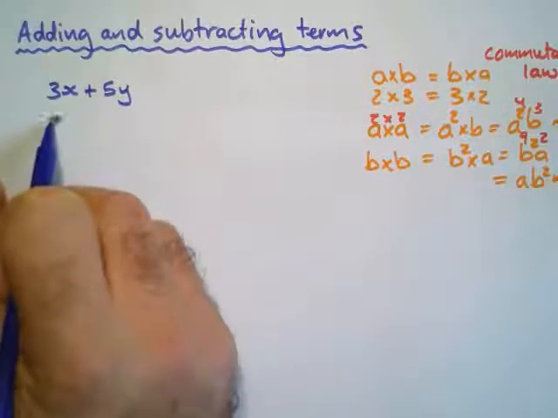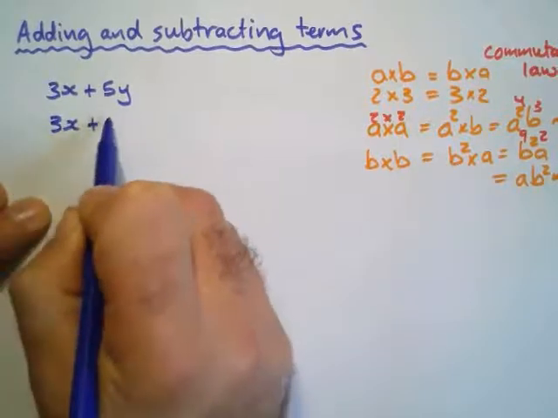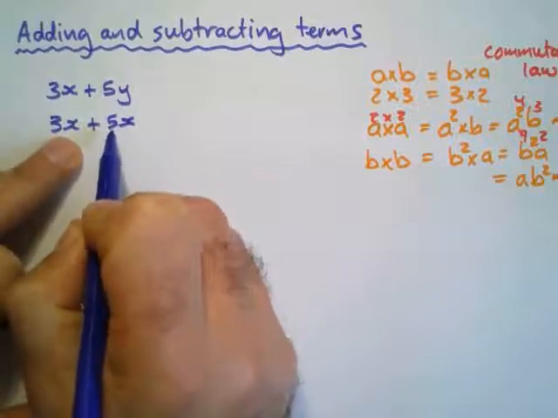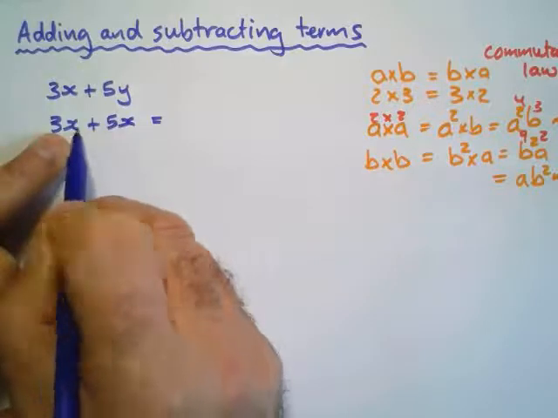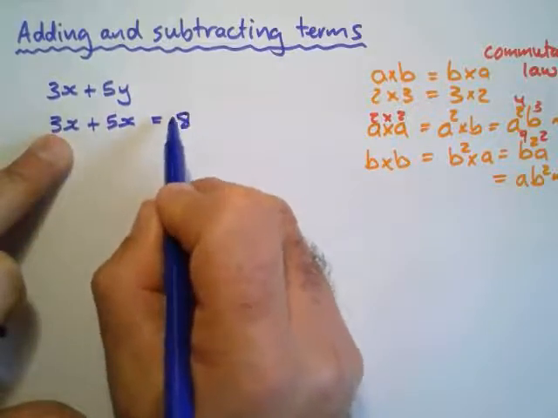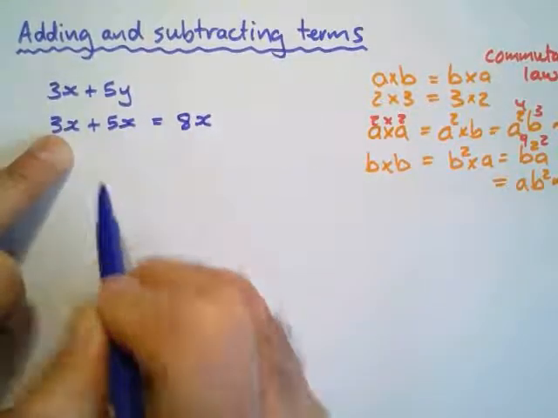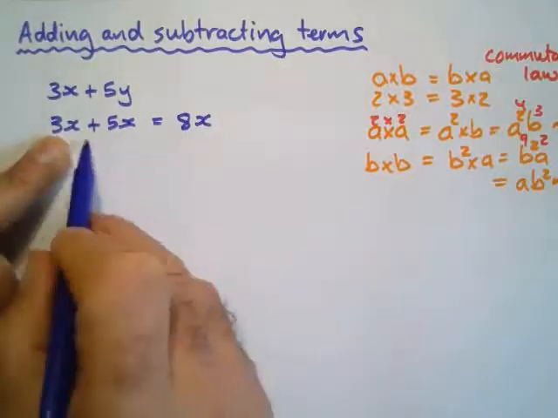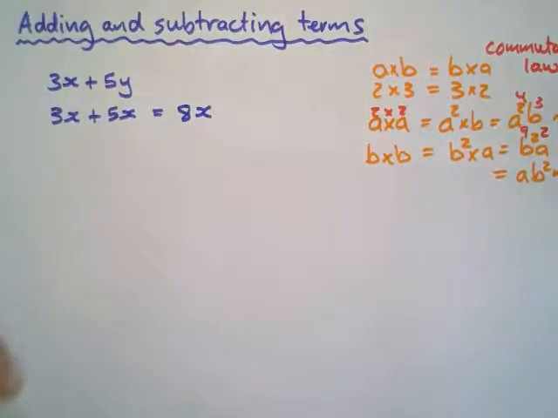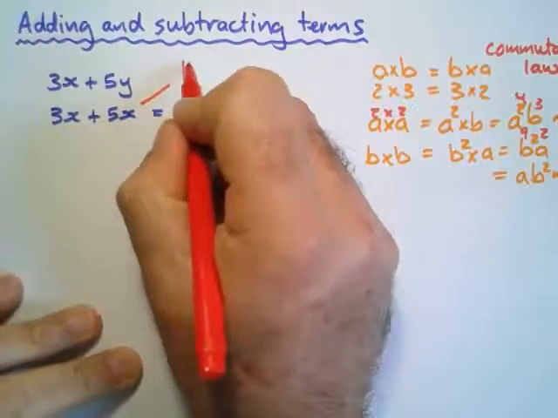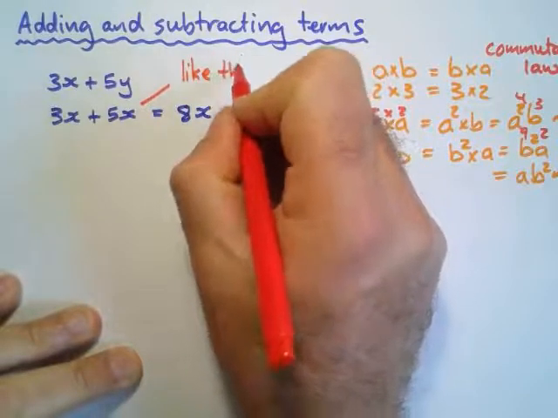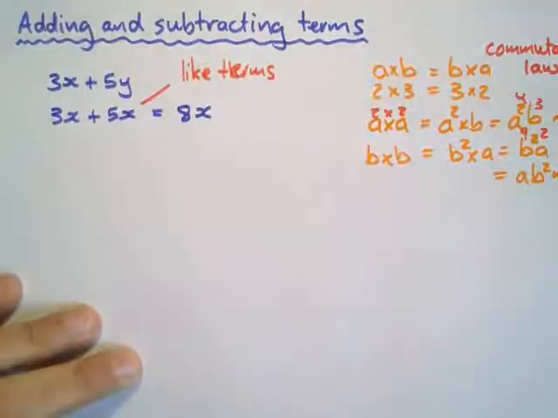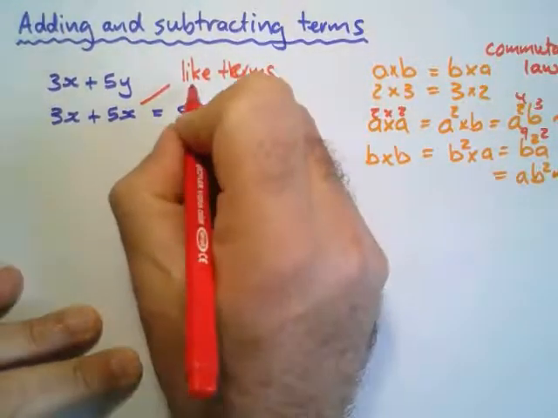However, if I have 3 x's plus 5 of the same thing, then that's the same as having 8 of that thing that we don't know what it is. So we can add these because they are called like terms. They are called like terms because we like them. Like terms.